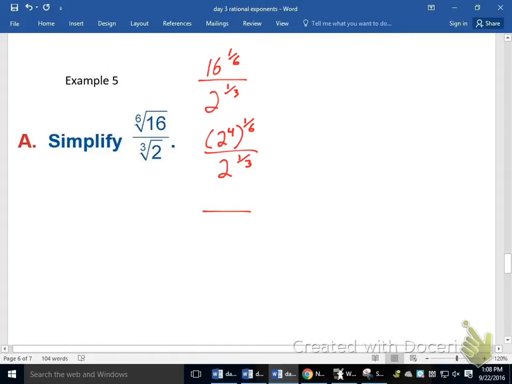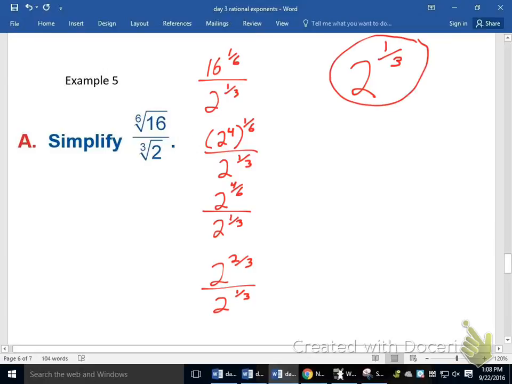The numerator is going to look like 2 to the 4 times 1/6, which is 4 over 6. And that's going to become 2 to the 2/3 on the numerator. Now, on my last step, remember when you're doing division, you subtract your exponents so long as you have the same base. So this will go to 2 to the 1/3, because 2/3 minus 1/3. And there I go. The original problem was presented using roots, so instead of presenting my answer like this, I would change it back to being in terms of roots. So the cube root of 2.